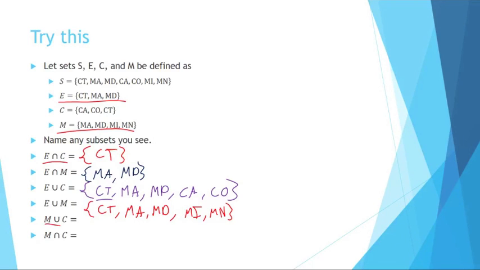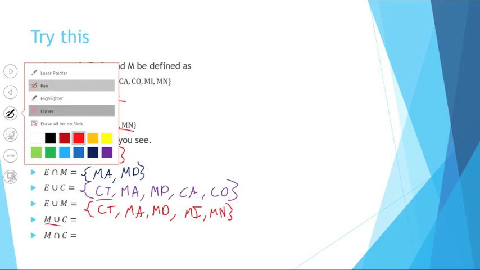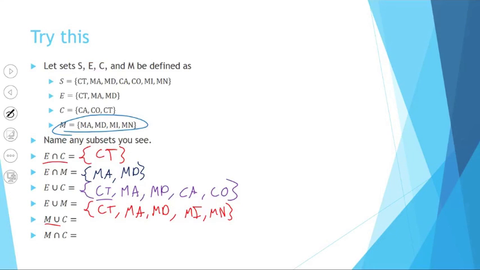The union of set M and set C, so all the elements here. I do not believe they have any in common, so we're going to write all of them. So this would be CA, CO, and CT, MA, MN, MI, and MD.